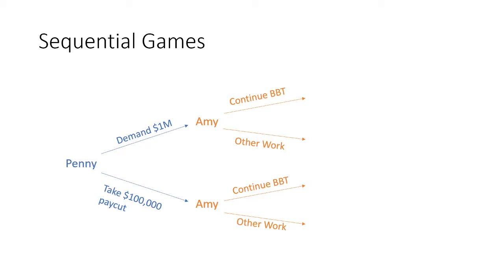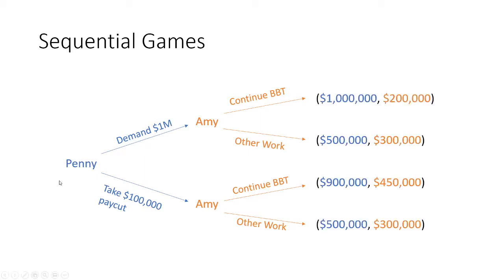And now we can look at the payoffs of each of these outcomes. Here we have Penny demands her $1 million, and Amy continues to work at the Big Bang Theory. Penny will get $1 million per episode, and Amy will get $200,000. If Penny demands $1 million and Amy decides to go get other work, Penny will get $500,000, and Amy will get $300,000. If Penny decides to take her $100,000 pay cut, then Amy can continue at the Big Bang Theory, and Penny will get $900,000, and Amy would get $450,000. If Penny decides to take a pay cut and Amy decides to get other work, then Penny would get $500,000 per episode, and Amy would get $300,000 doing her other work.